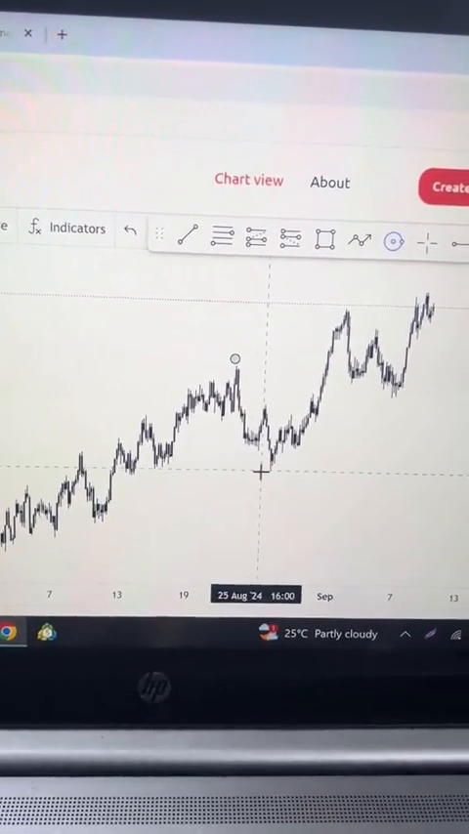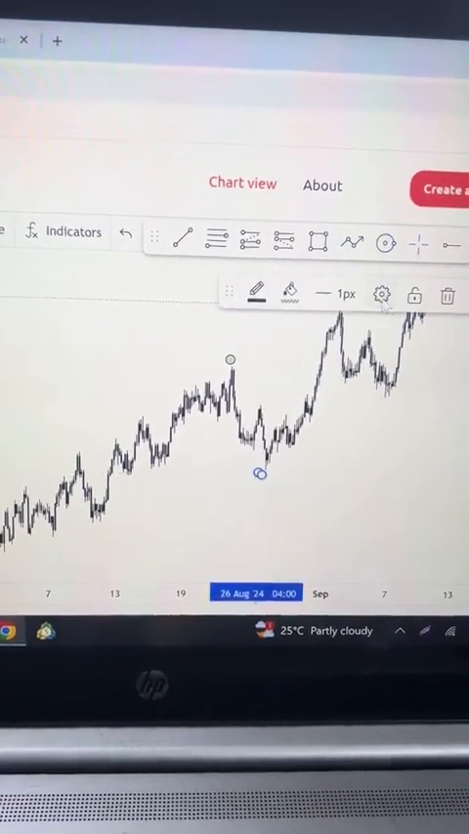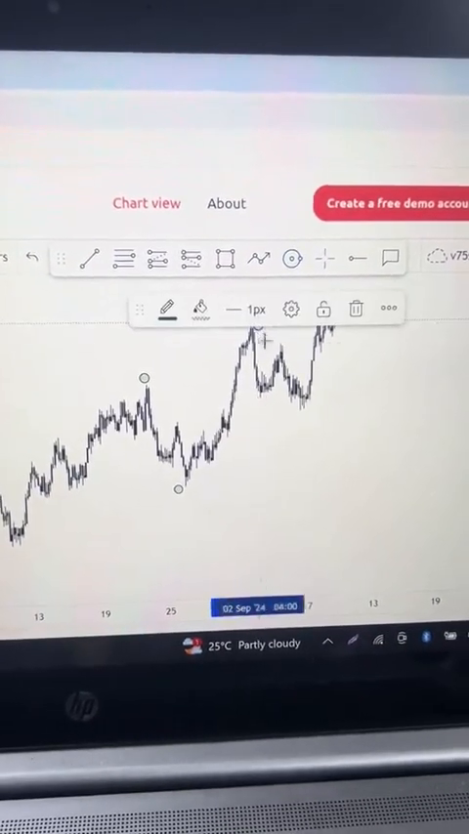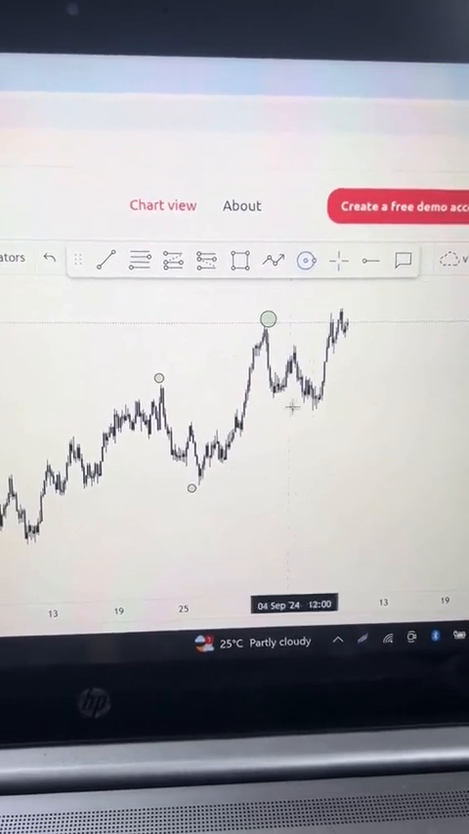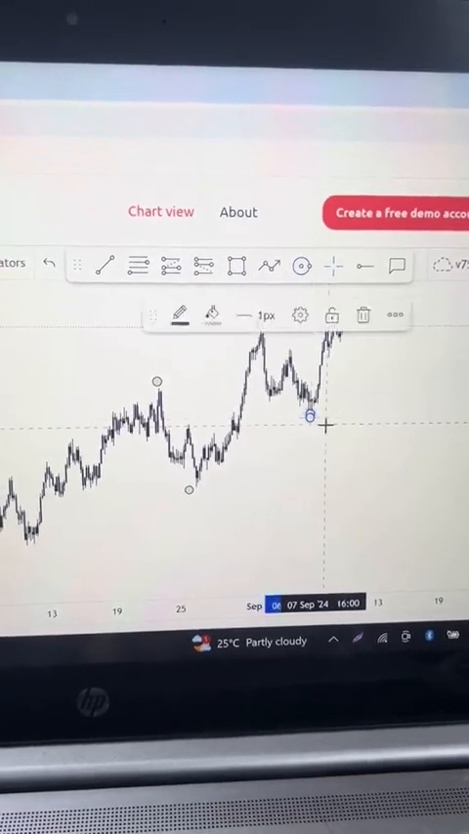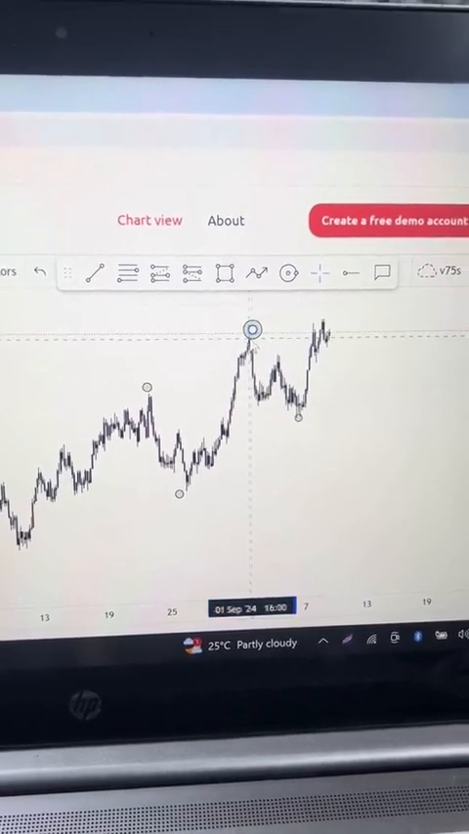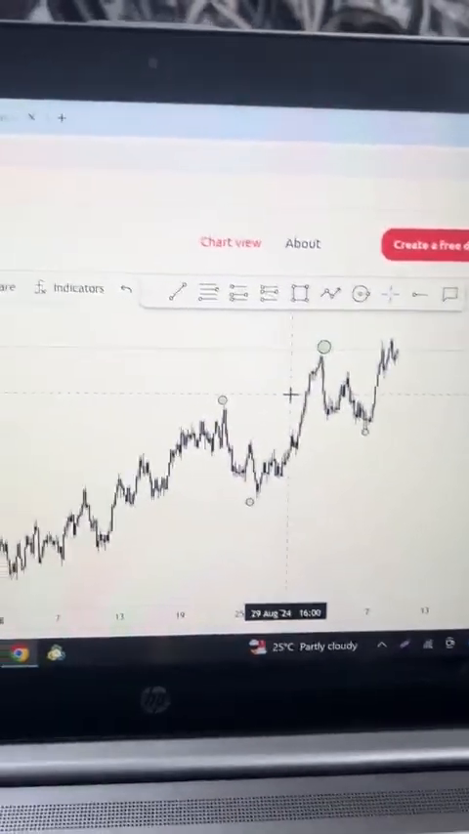This is the first one. This is the second one. And this is the third one. So we are analyzing the chart from A to Z. This is the fourth one. This one is too big, let me adjust it. Okay, beautiful.